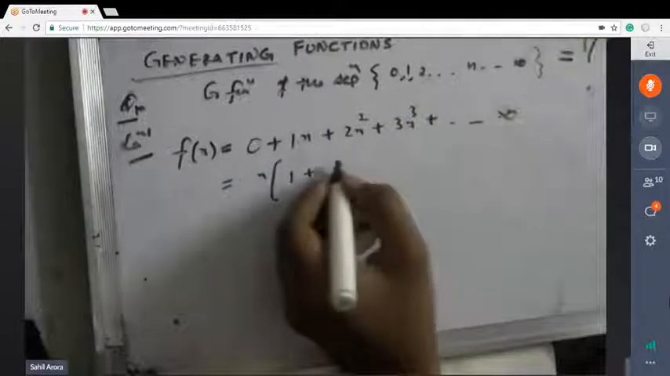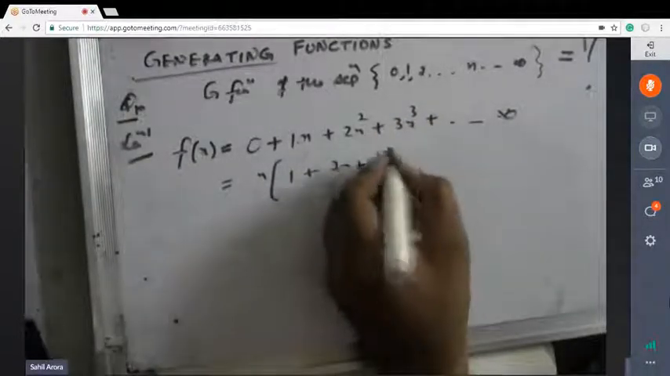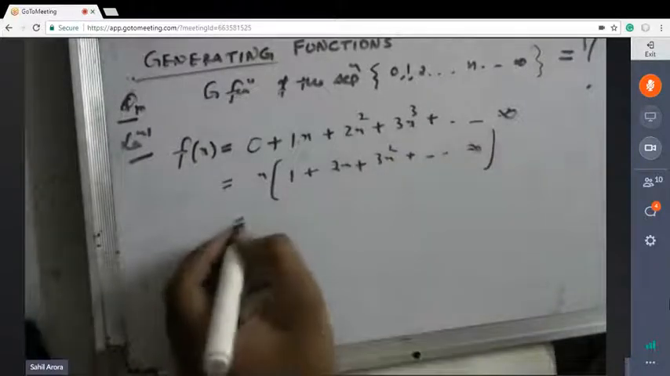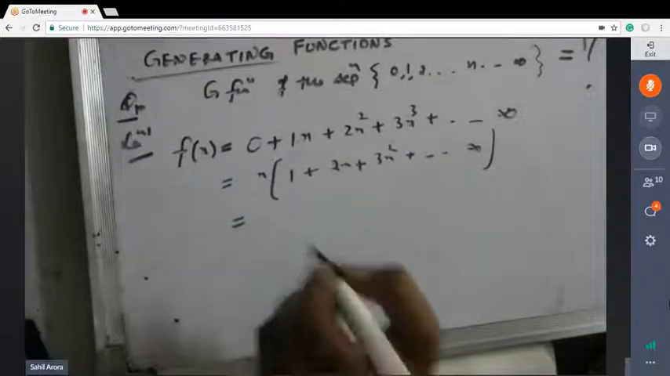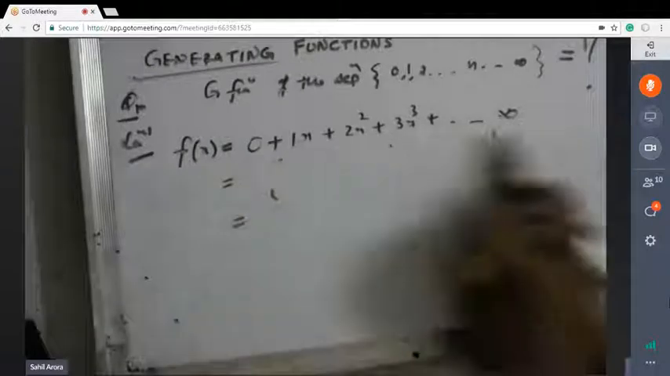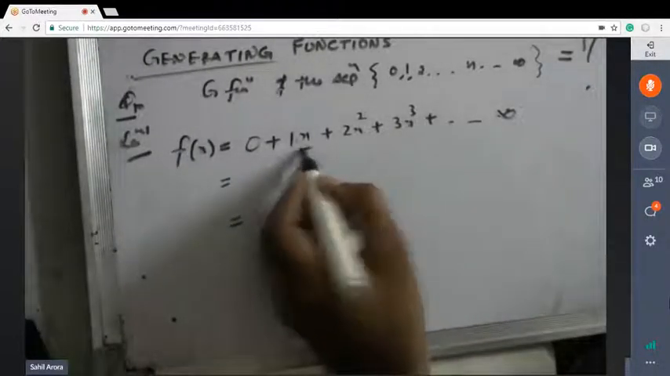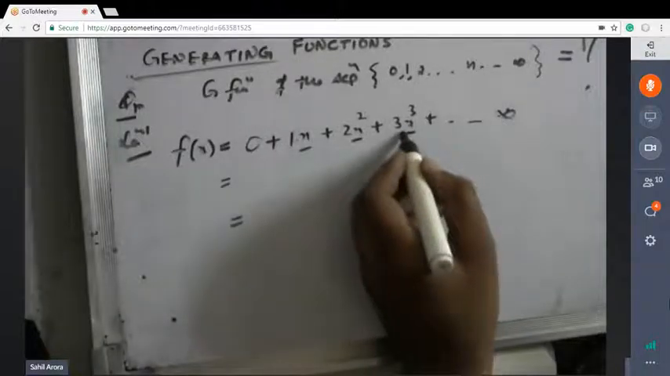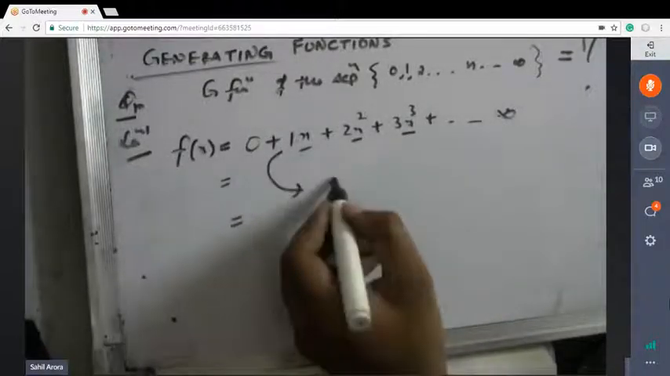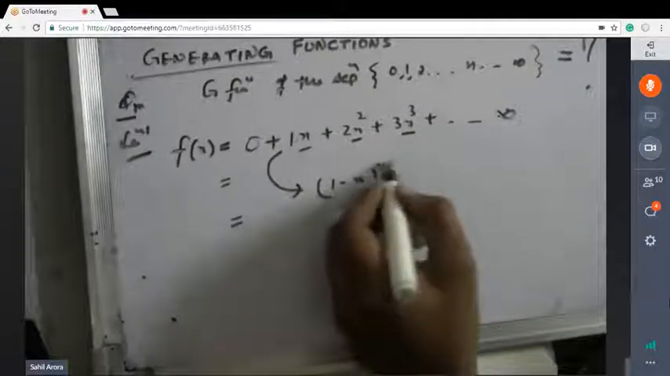It is nothing but 1 plus 2 into x plus 3 into x square, so on up to infinite. Understand one more point here. Even if it doesn't do it this way, you know one point. This is nothing but x plus 2x square plus 3x square. We have already discussed it. This is the expansion of 1 minus x whole power minus 2.